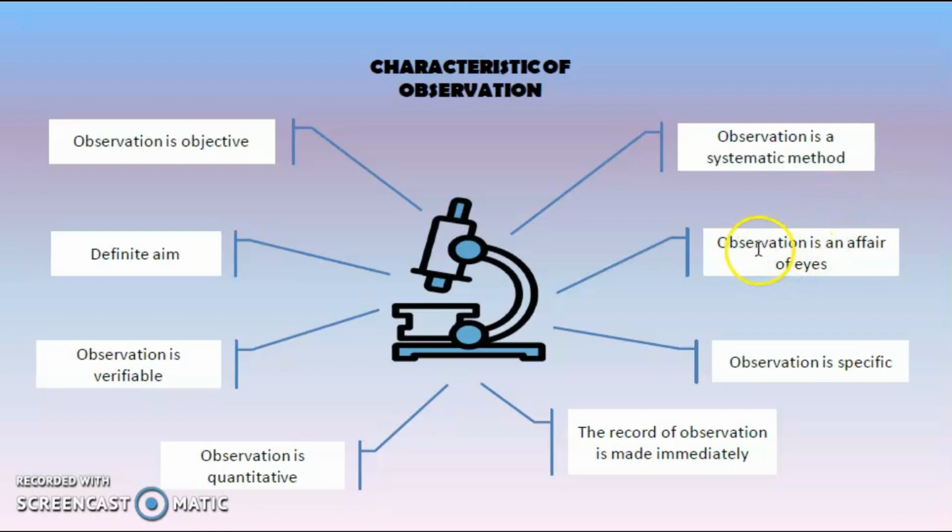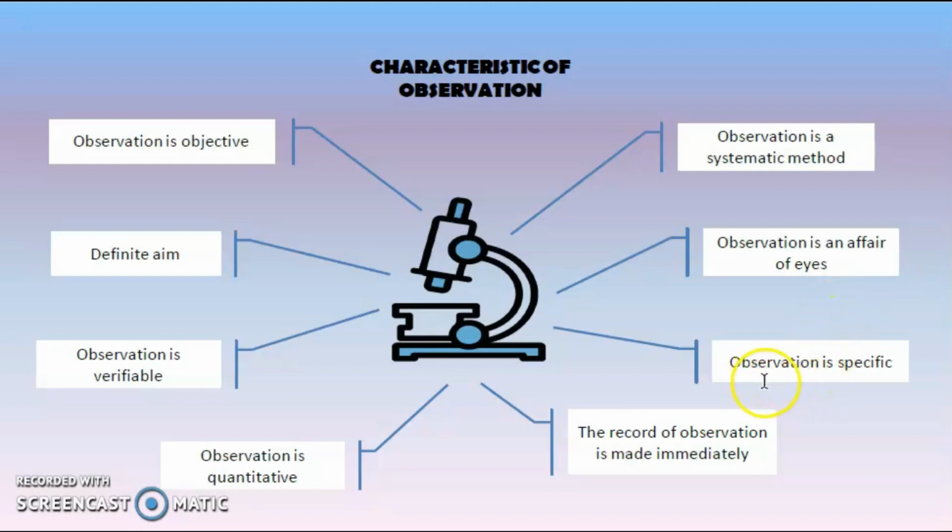Next, observation is an affair of eyes. Observation is a systematic and deliberate study through the eye. An observer gathers the data which he has seen with his own eyes. Collecting information through the eyes is probably the most trustworthy technique of data collection in social research.